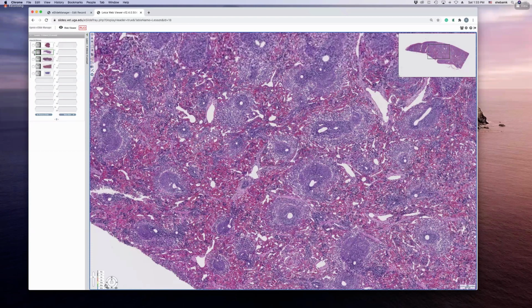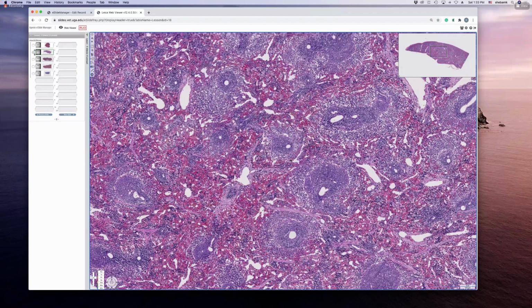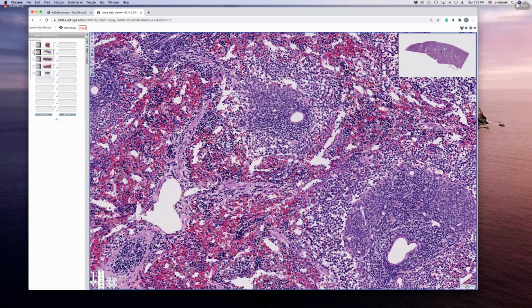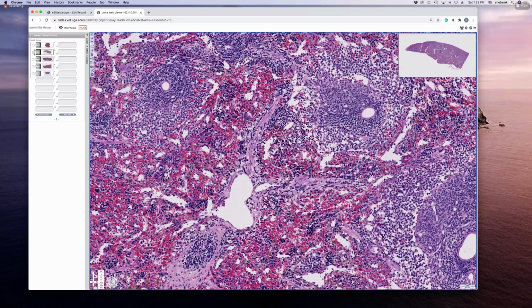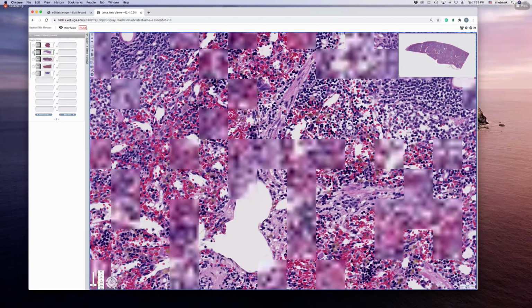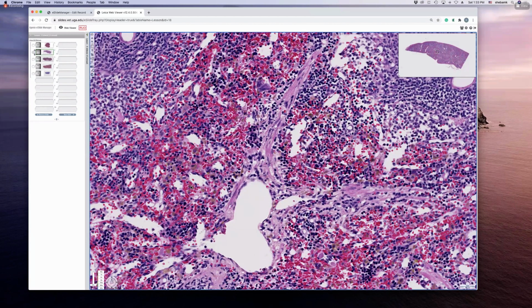So let's go look at some macrophages. See, all this is sinuses. And all these dark brown staining cells that you see there, who are they?